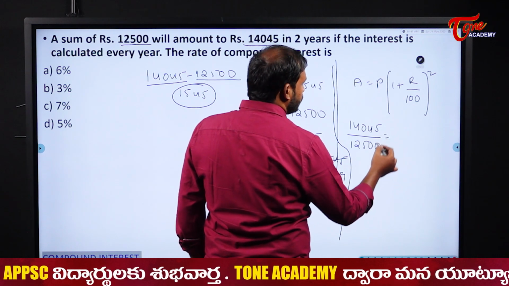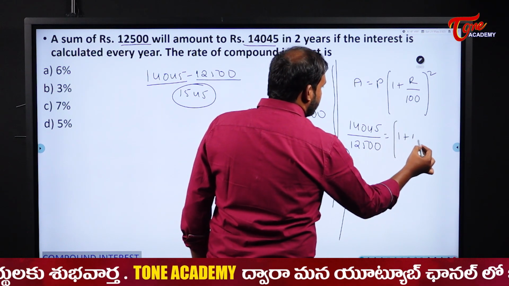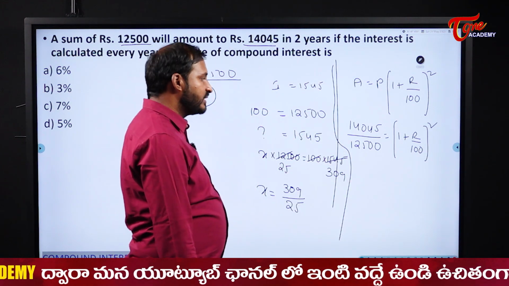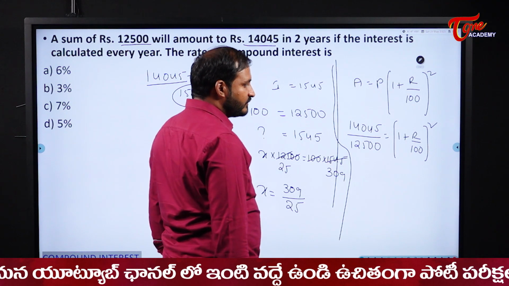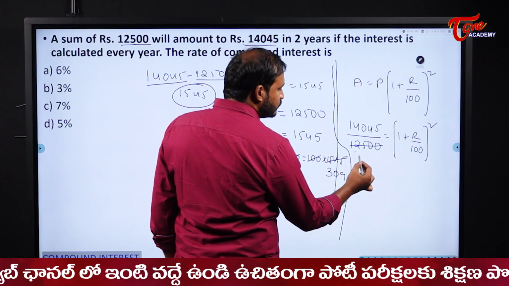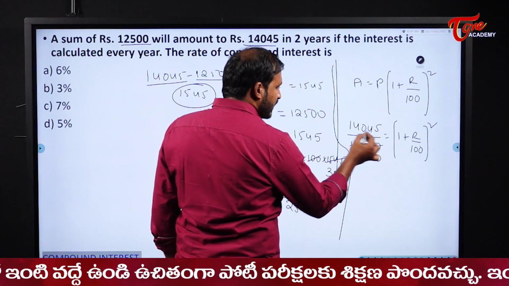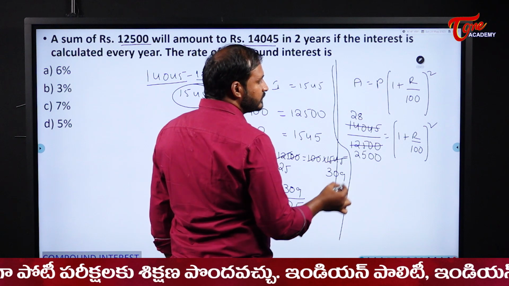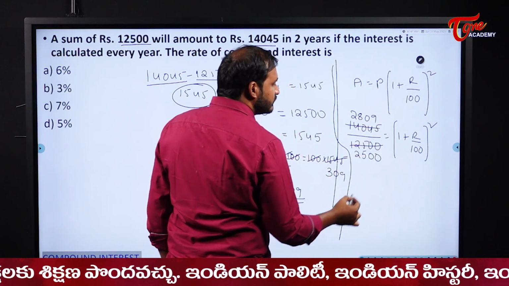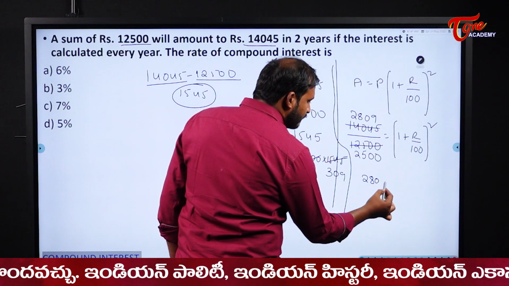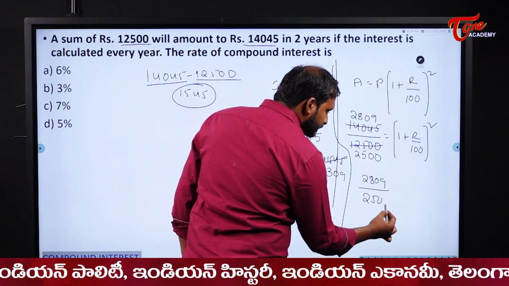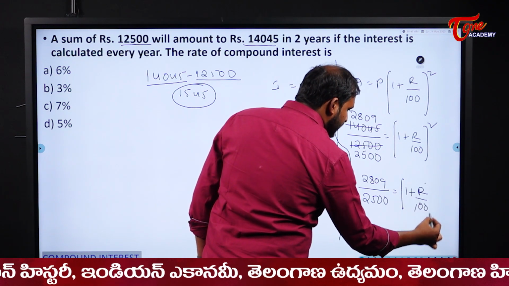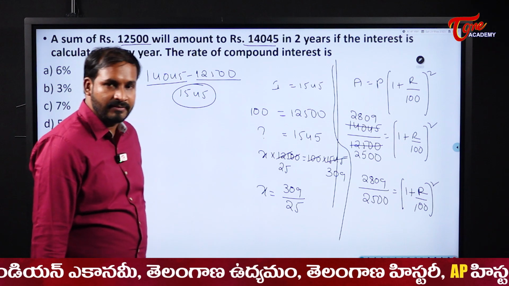That is equal to (1 + r/100)². Now observe here, students: if I cancel it with the 25 table, 5 twos are 10, 5 fives are 25, zeros. In the 5 table, if I cancel it, what does it become? 2809. So 2809/2500 is equal to (1 + r/100)².